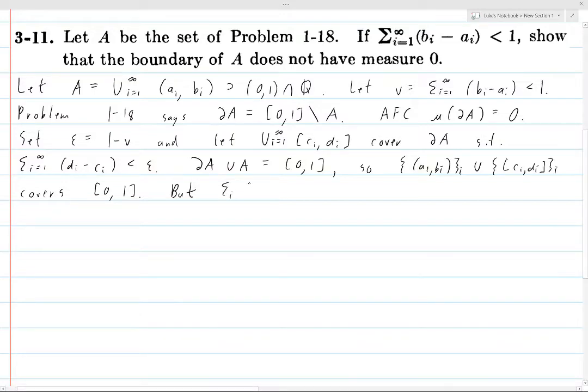So this covers this. But if we look at the total volume of these intervals, the sum of the b_i minus a_i plus the sum of the d_i minus c_i, well, what do we know about this? We know that the sum of the b_i minus a_i is less than V. And the sum of the d_i minus c_i is less than epsilon, which is equal to 1 minus V. Okay, so this is 1. So we have a cover of an interval of length 1, but the total volume of the intervals that cover that interval from 0 to 1, the sum of all of these lengths, is less than 1.